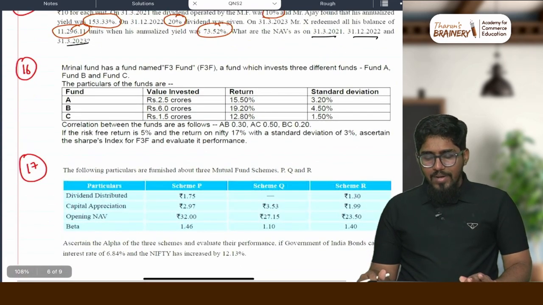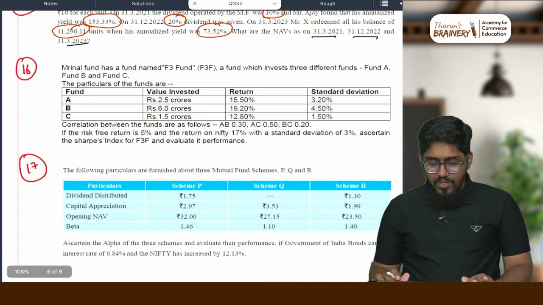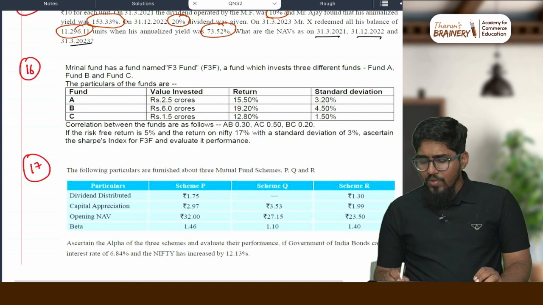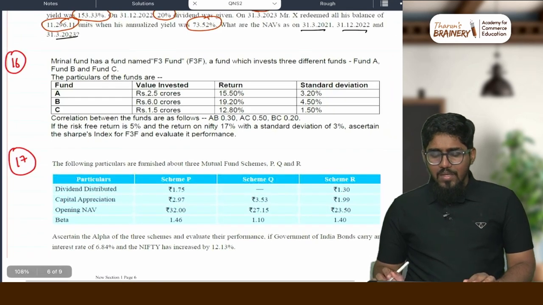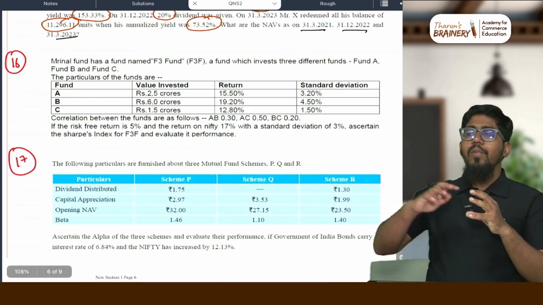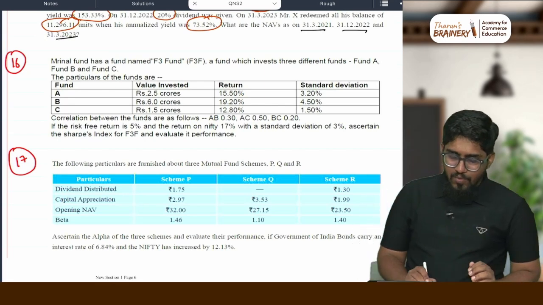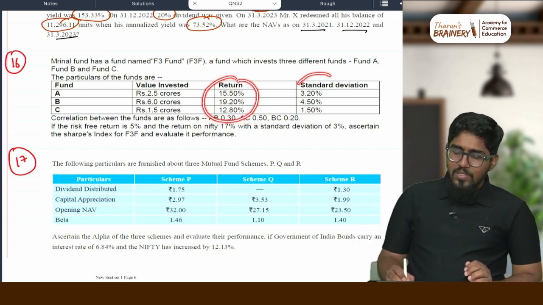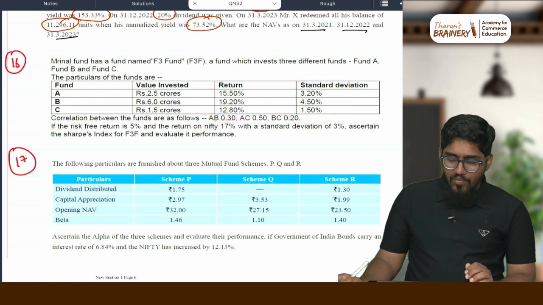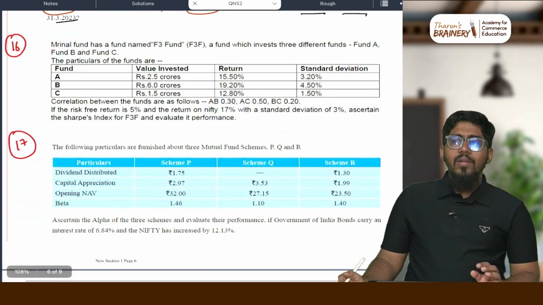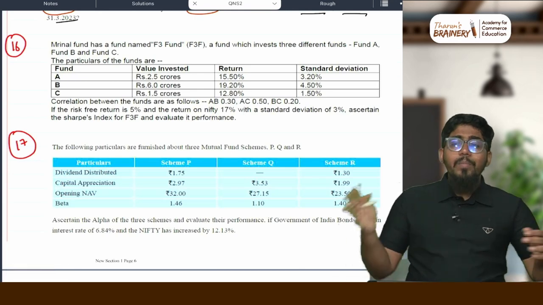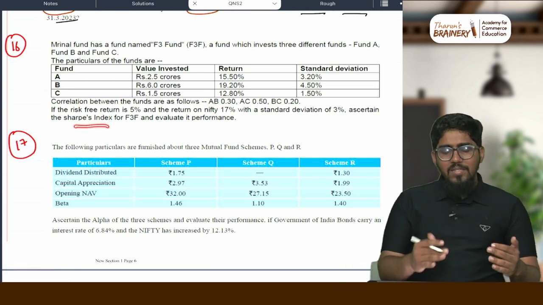So now let us come to the next one, which is 16. Here portfolio theories are used. So 16 is nothing but mutual fund concept coupled with portfolio concept, because the correlation coefficient is given, so you have to find out the return of the portfolio and the risk of the portfolio. So this is actually not a mutual fund problem, but a portfolio problem mixed with return, which is sharp. So let us just shift this problem.